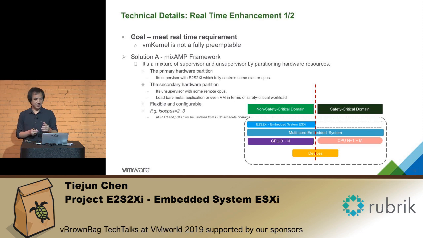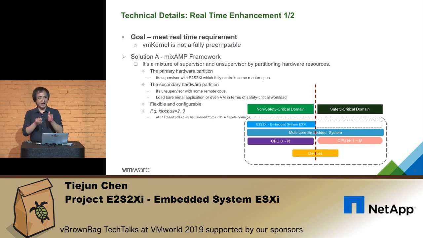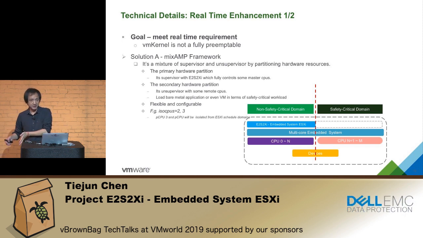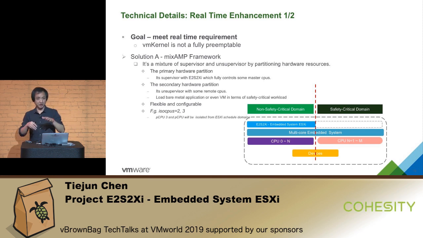So here I'm trying to build an AMP framework. Just like we isolate some physical CPUs and some memory to another domain, I call that the safety critical domain. And EXI just loads a native RTOS image into this domain. This can help reduce the context switch between the VM or the host, just like it runs on top of the bare environment.